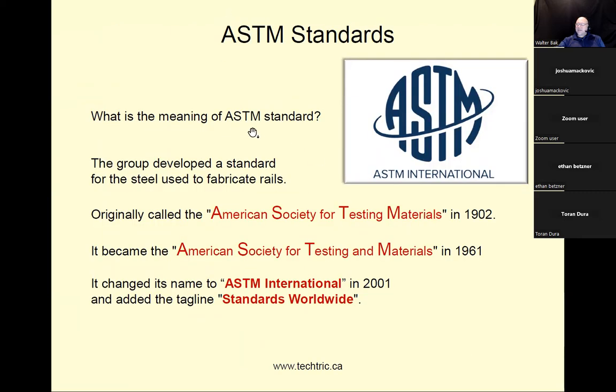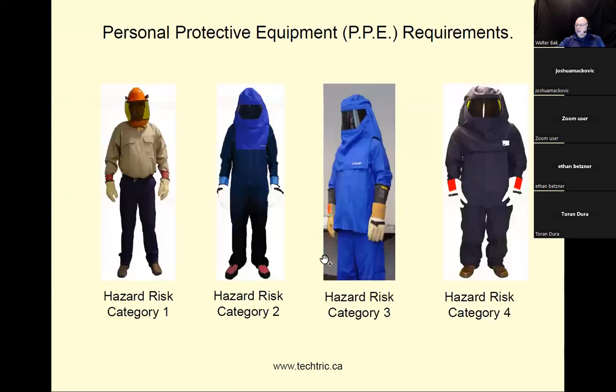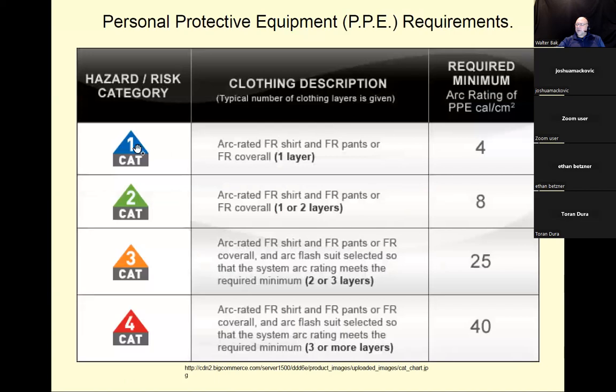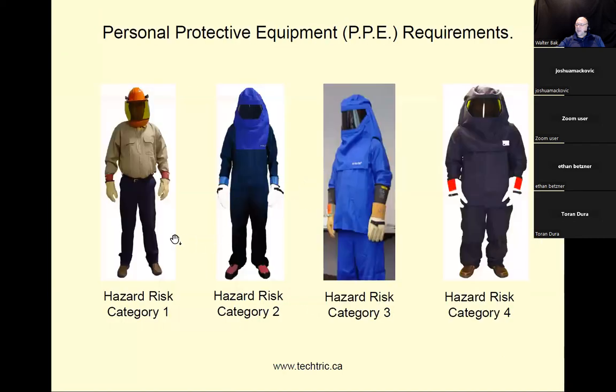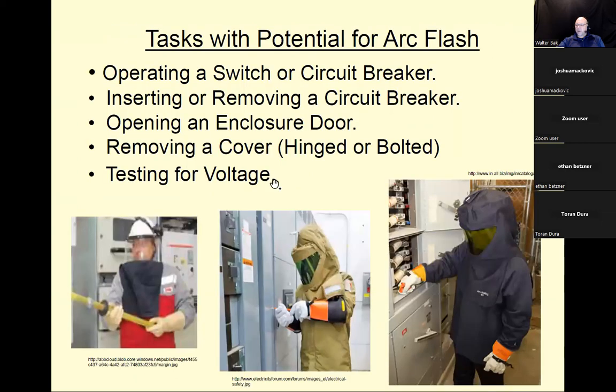What is the meaning of the ASTM standard? The group developed as, well, you can read that here. There's a bit of history here, so I'm not going to test you on that. This is for your information, just so you're in the topic. Now, personal protective equipment here. Remember we talked about these: hazard risk category 1, 2, 3, and 4, and here's the description of the clothing. That's what the clothing looks like. Some of that might be on a test. Hint, hint, wink, wink, nudge, nudge.